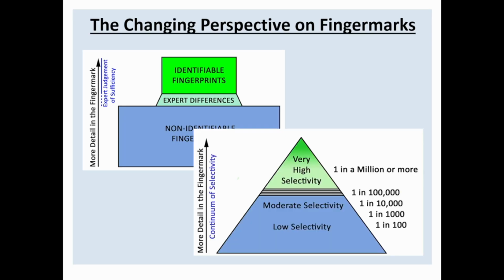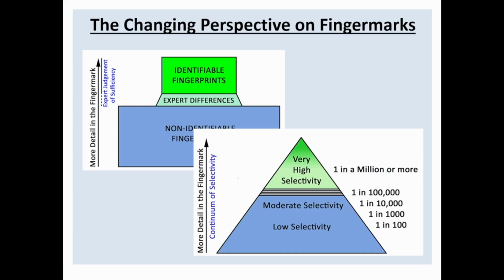The perspective that we're moving towards is one more like on the bottom. We again have more detail in the finger mark going up on the scale on the left. But the pyramid is indicating now different degrees of selectivity. And what we look forward to is a time when we can measure how much selectivity there is in the detail within any given mark.